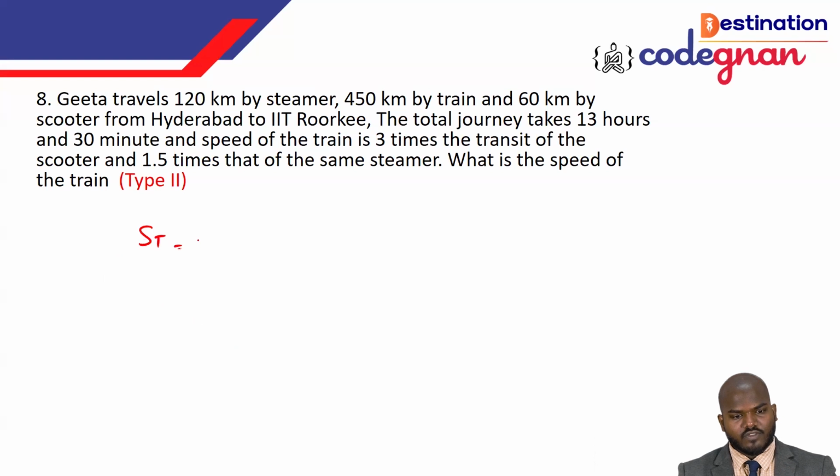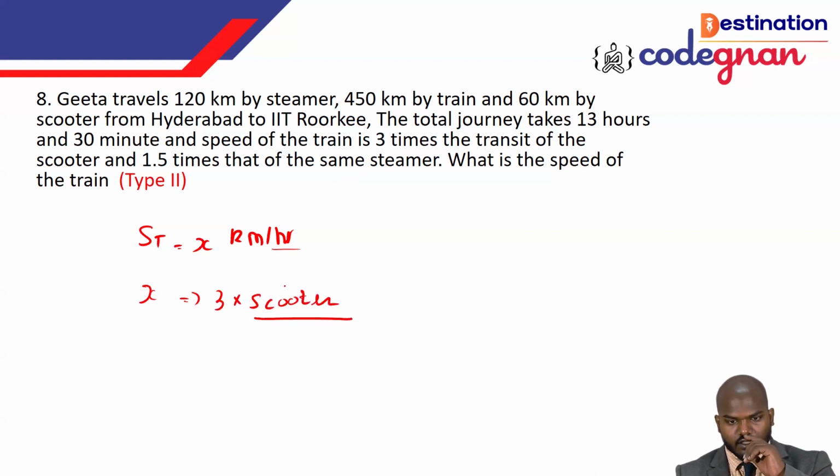We can call the speed of the train x kilometers per hour. They are saying that the speed of the train is equal to 3 times the speed of the scooter. So x is equal to 3 times the speed of the scooter. Once you've done this, what is next? So the speed of the scooter is equal to the speed of the train over 3, x over 3.